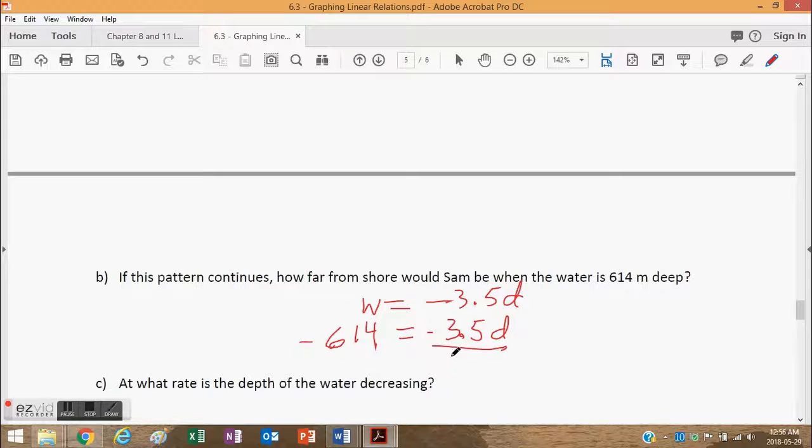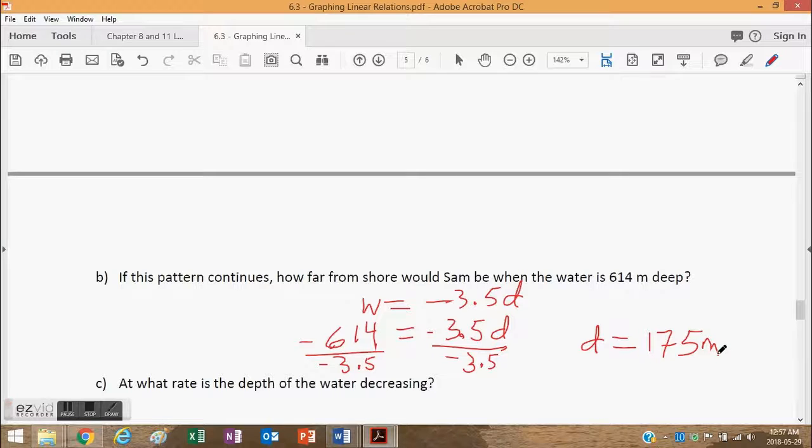So I'm going to divide both sides by negative 3.5, which I can't do in my head. Perhaps you can, and you're just amazing, but I'm not that amazing. D is equal to, I'll take our calculator, negative 614 divided by negative 3.5. Distance is about 175 meters from shore.